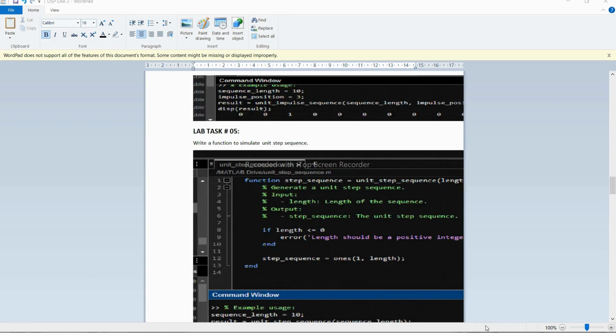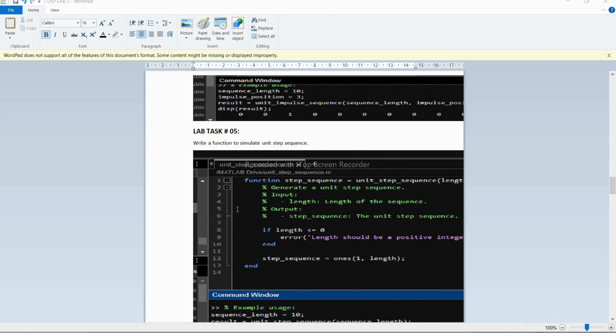Sorry, sequence. Now we have task number 5. Write a function to simulate a unit step sequence. Basically, a unit step sequence generates a sequence where all elements are 0 until a specified index, after which all elements become 1. In this we have the same arguments, n and n naught.